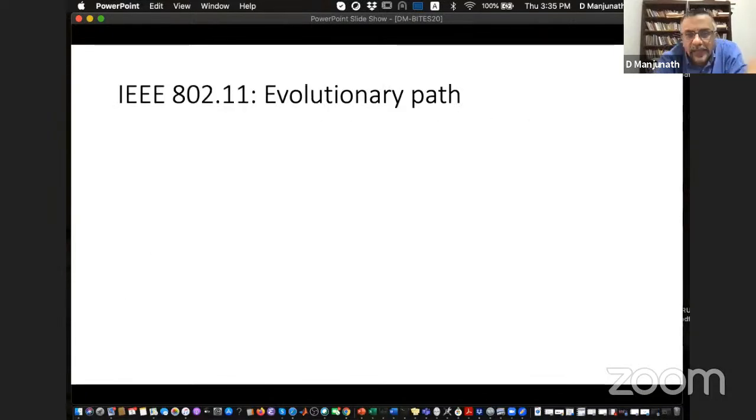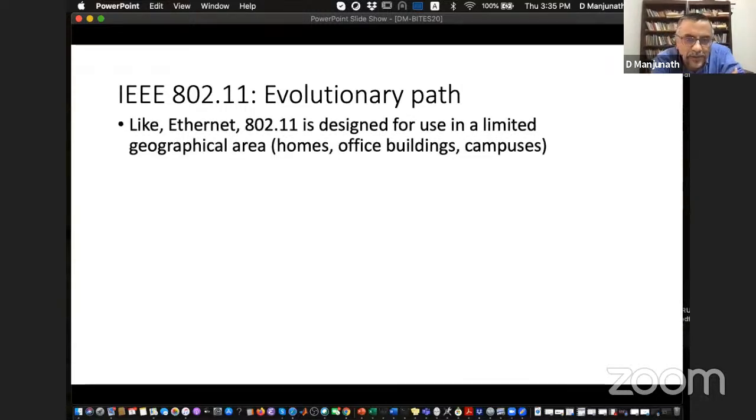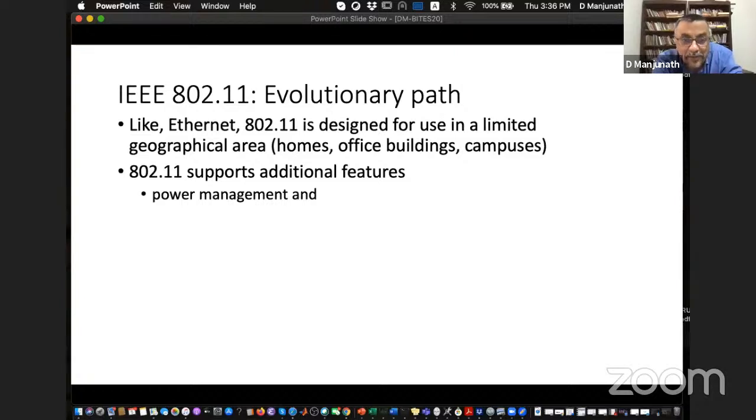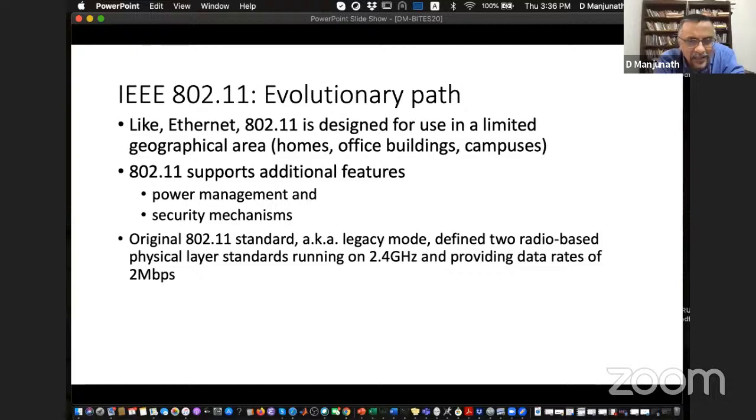Now, if you keep that in mind, what has happened to 802.11? Like Ethernet, 802.11 is designed for use in a small geographical area. For those of you who know, if you go too far in your house, the 802.11 signal dies away. It also supports many additional features like power management, which is important especially in a wireless node. It also has a lot of security mechanisms. Again, I'm not going to go into the details of this. Many of you may have already programmed your Wi-Fi interfaces with a variety of these options, so you would know some of these things.